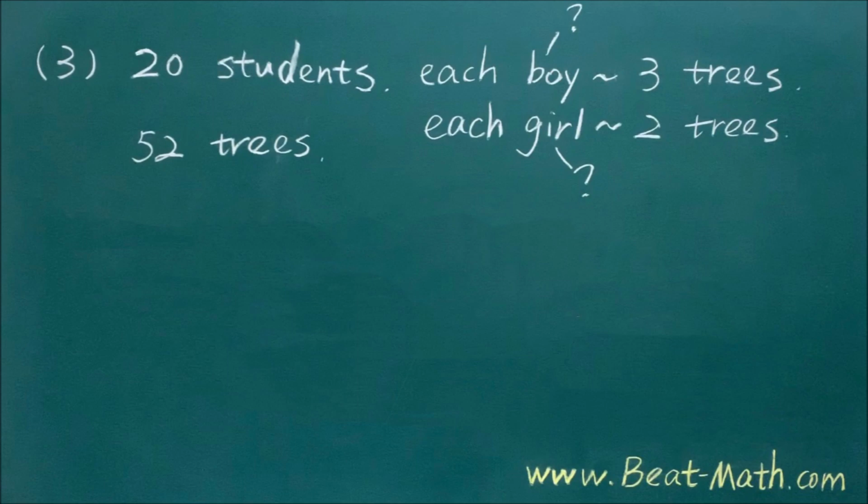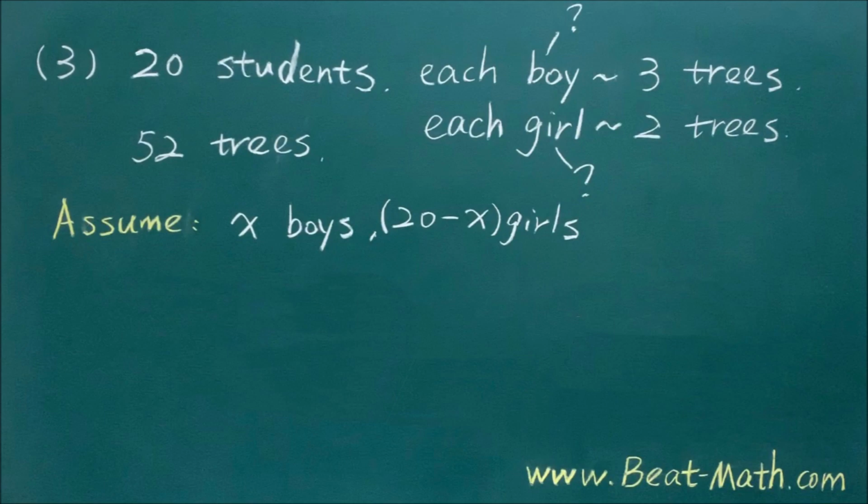As in the earlier problem, we assume there are X number of boys, and the number of girls in the 5th grade is 20 minus X. The number of trees the boys planted is 3X. The number of trees the girls planted is 2 times the bracket 20 minus X. They planted 52 trees altogether. So the equation is 3x plus 2 times the bracket 20 minus x equals 52.